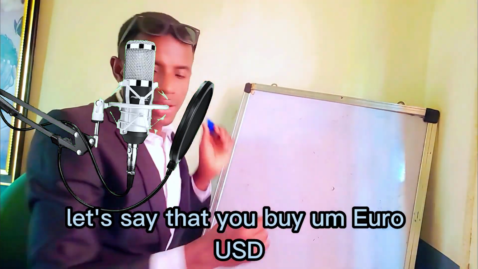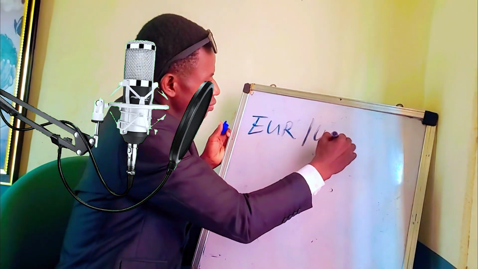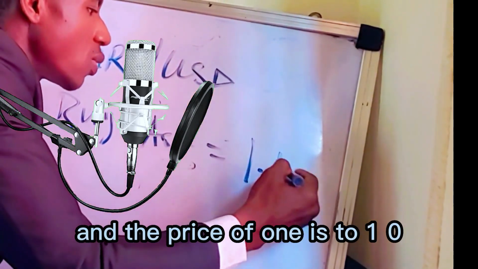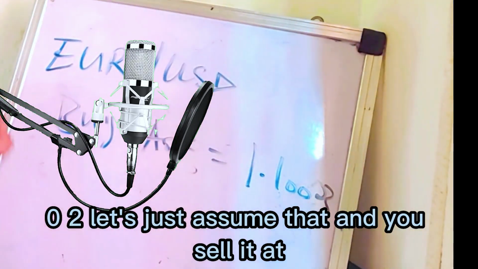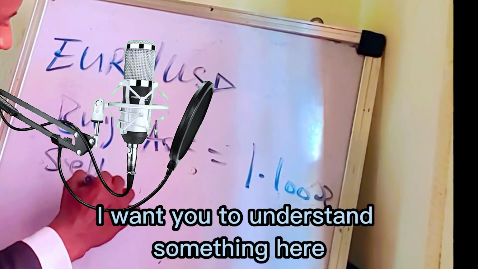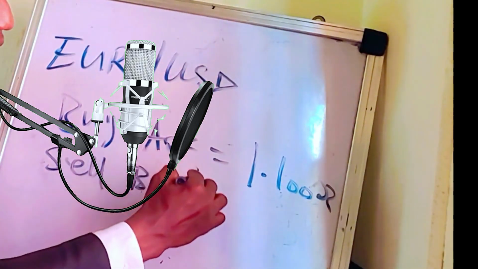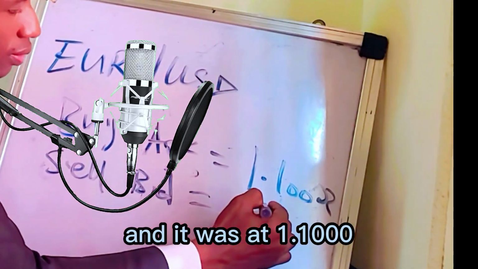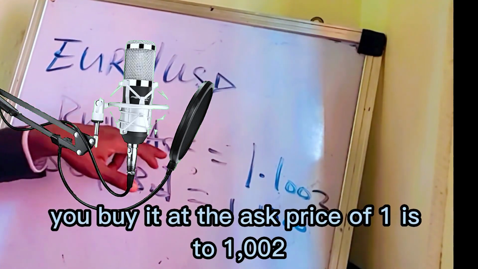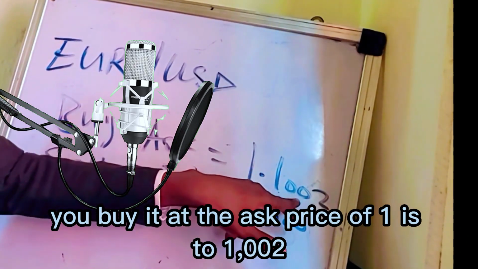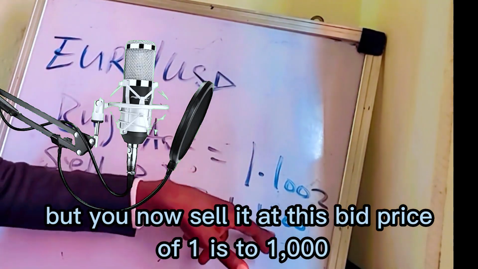Let's put it this way. Let's say that you buy Euro USD at the price of 1.1002. Let's just assume that. And you sell it at, I want you to understand something here, this happened to be the bid price, okay? And it was at 1.1000. You buy it at the ask price of 1.1002, but you now sell it at this bid price of 1.1000.